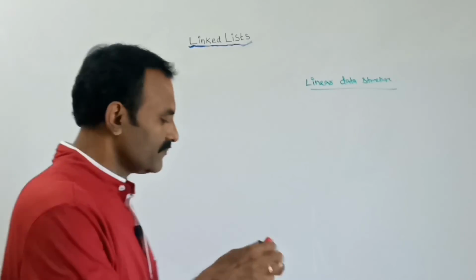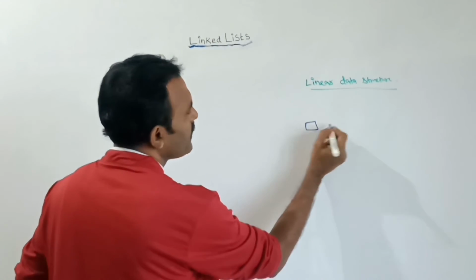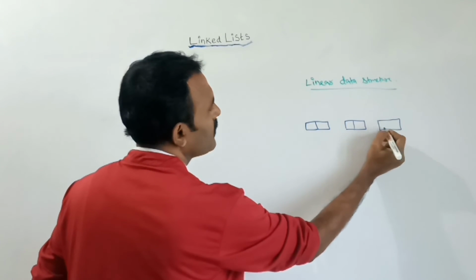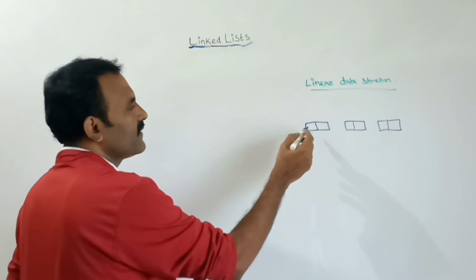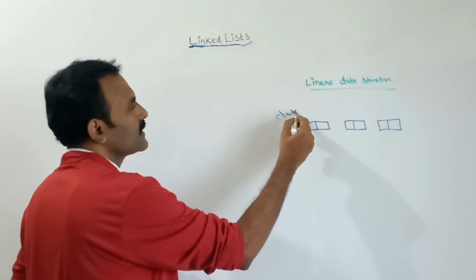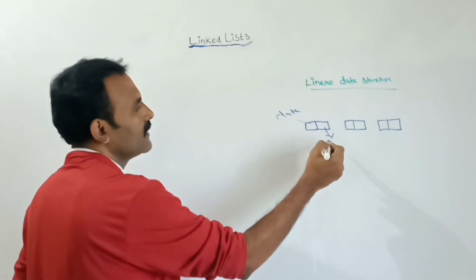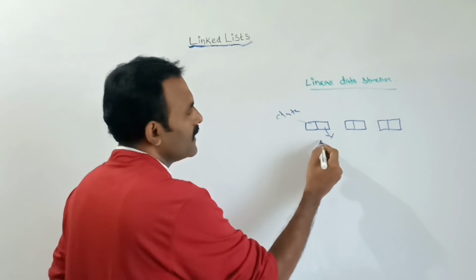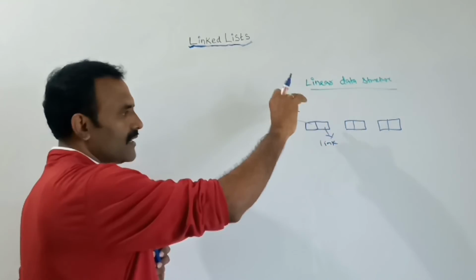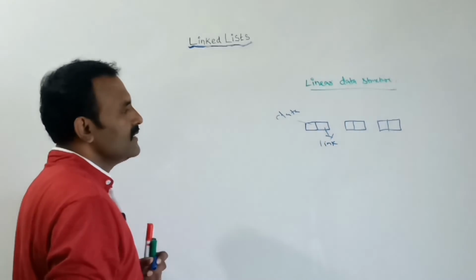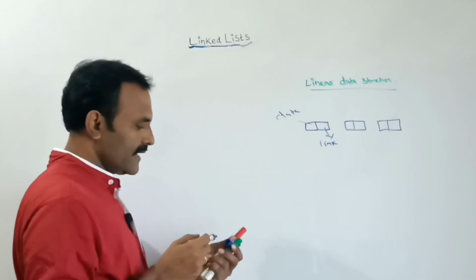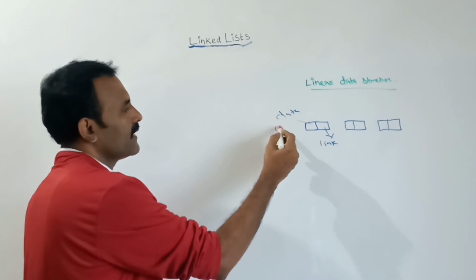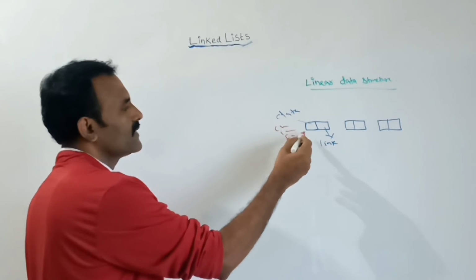For example, let us assume there are three nodes: first node, second node and third node. Each and every node has a data part. Totally each node has two fields. The first field is the data field, and the second one is the link field, or we can say it is the address, the next address. Here the data part can have any number of data or any kind of data. It can be character data, integer data, float data.